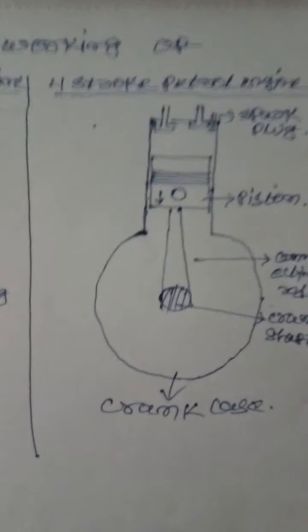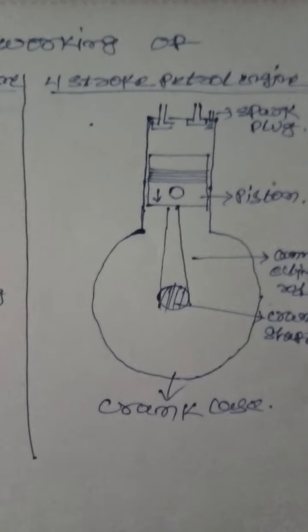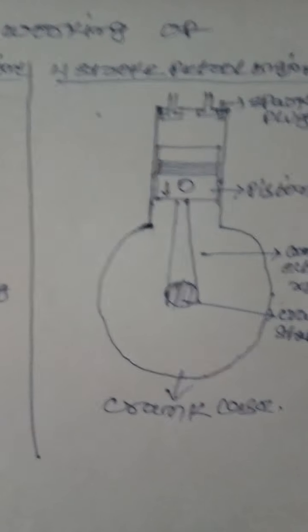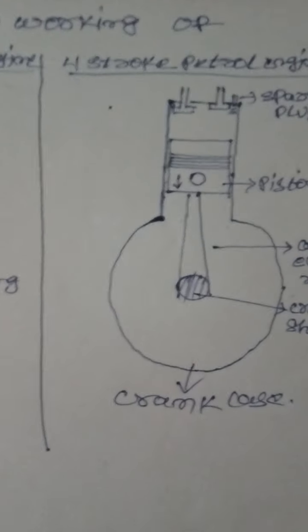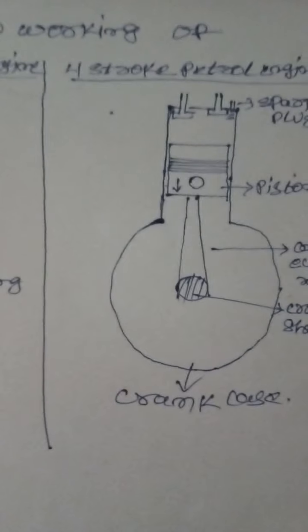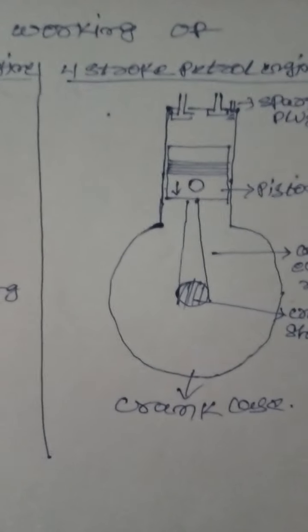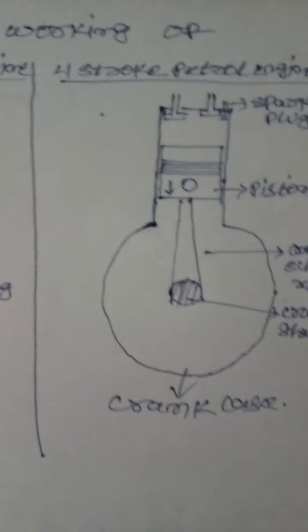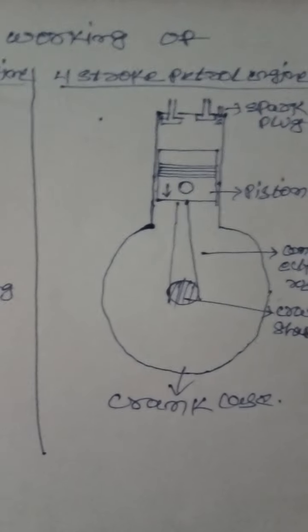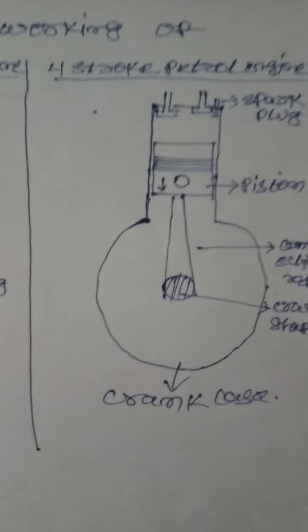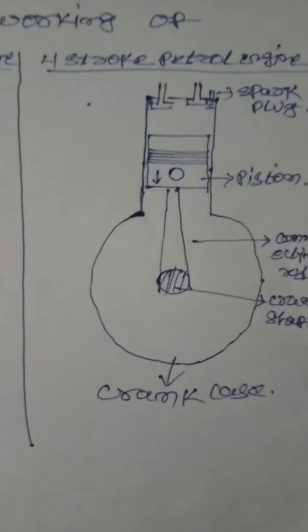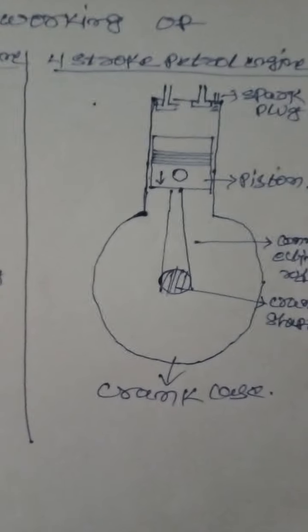So when the charges are ignited inside the combustion chamber, gases are produced. The gases expand, and because of the expansion of that gas, one thrust is applied on the head of the piston. That is why the piston moves downward. That motion is transmitted up to the crankshaft through the connecting rod. So the crankshaft gets the drive and it rotates.